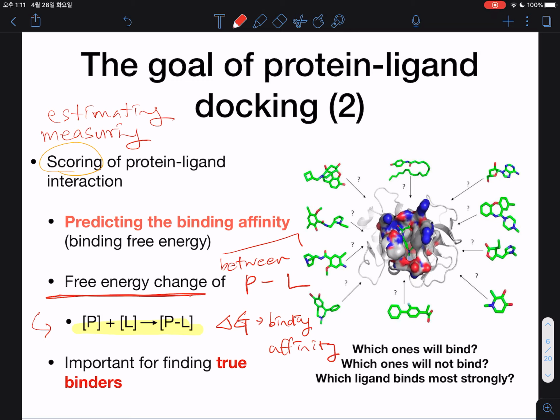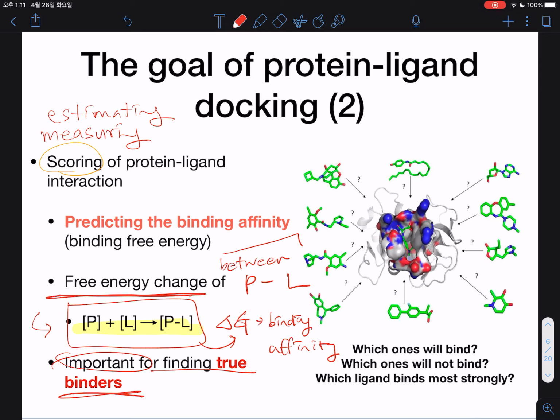So the free energy change of this reaction corresponds to the binding affinity. So estimating and measuring protein-ligand interaction accurately is very important for finding true binders.